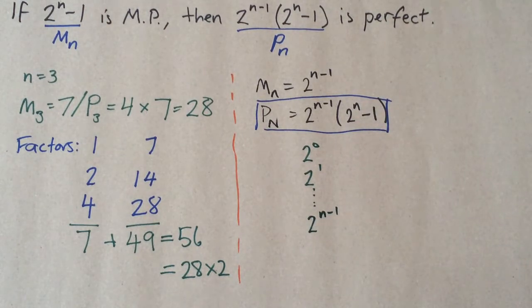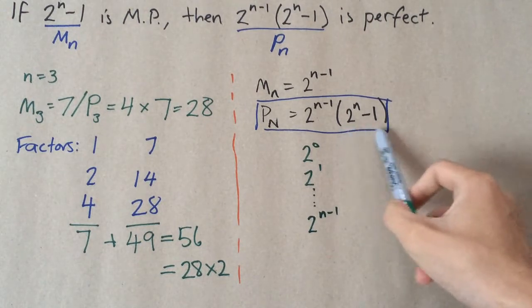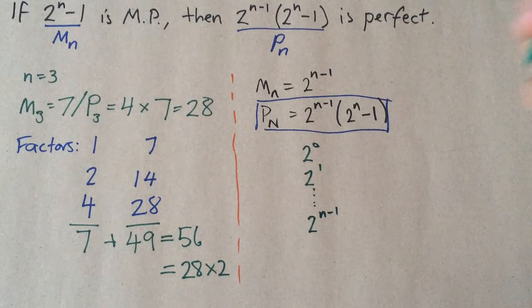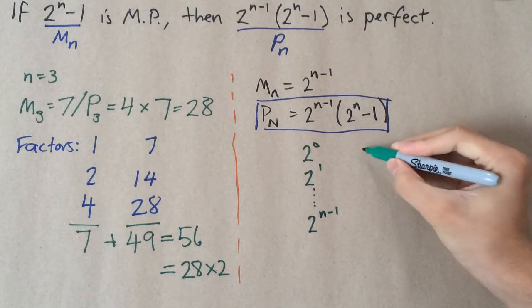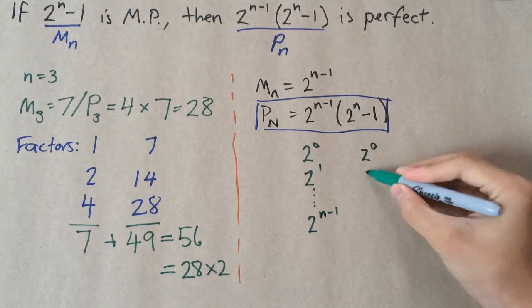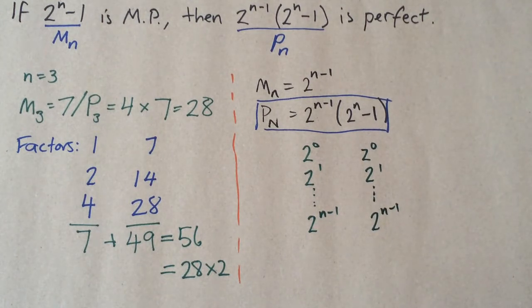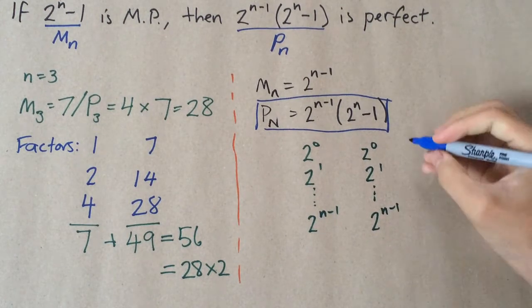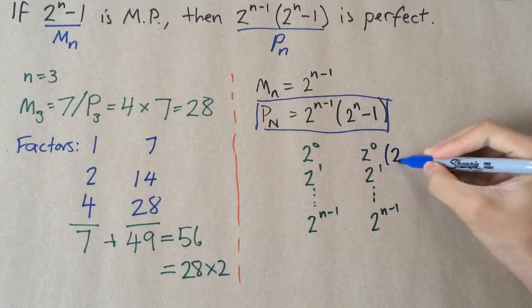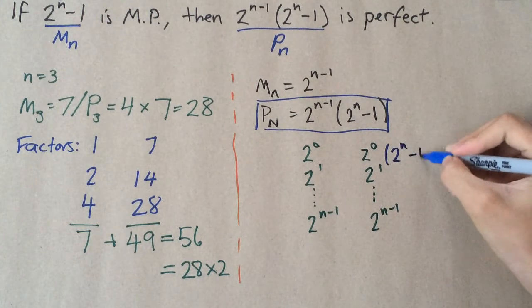Now, once again, we can take this and multiply it by this bit, like what we did there. So I'm going to do it like this: that's just 2 to the power of 0, 2 to the power of 1, up to 2 to the power of n minus 1, all of this instead times by 2 to the power of n minus 1.